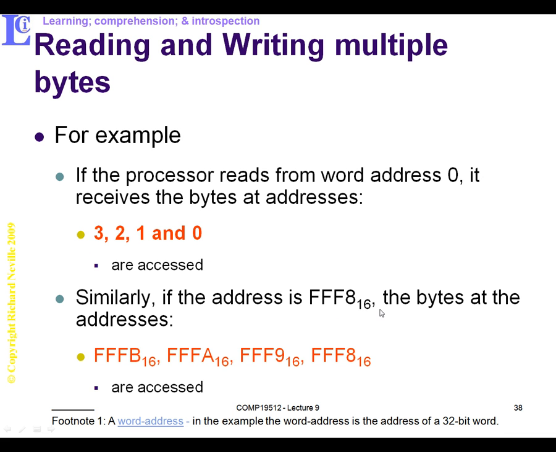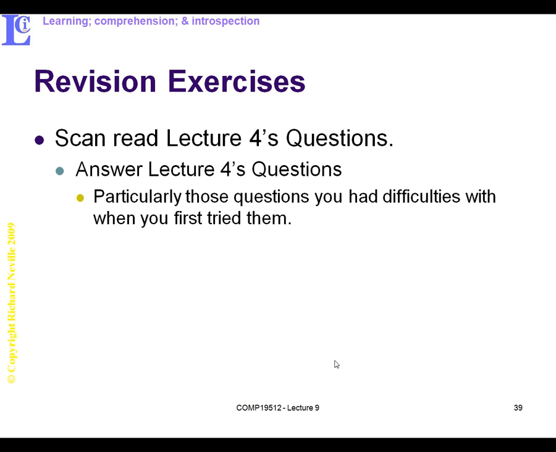Similarly, if we're addressing this address, FFF8, we have to address these different locations: FFF8, FFF9, FFFA and FFFB. So to get a 32-bit word, we're actually outputting 4 different addresses, and the base address for each one of these is 0, and for this one, FFF8 is the least significant byte address. And this is called word addressing via a byte addressable memory.